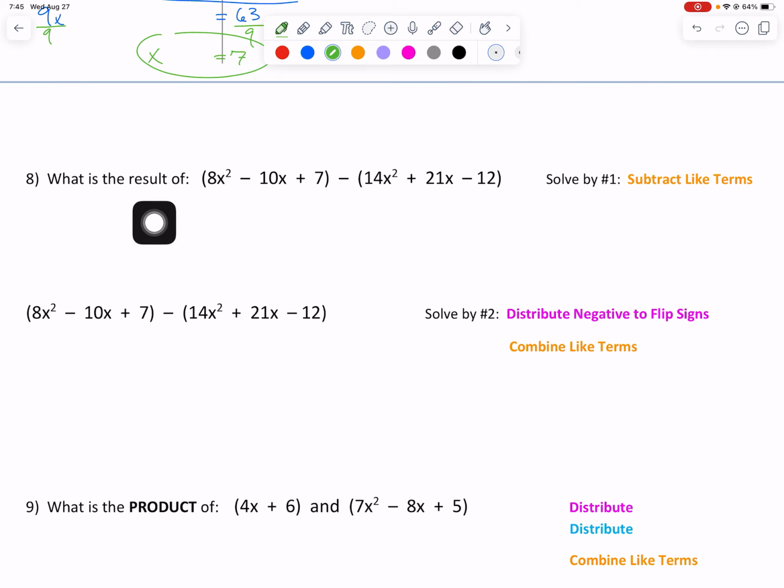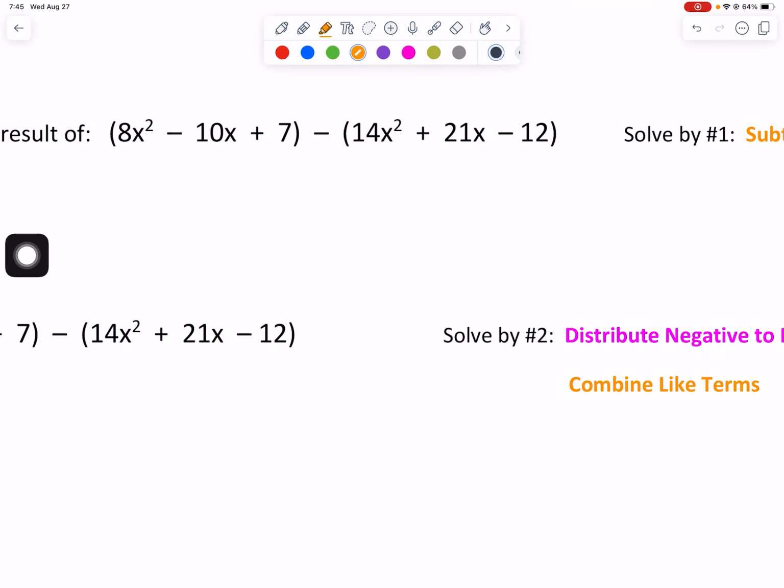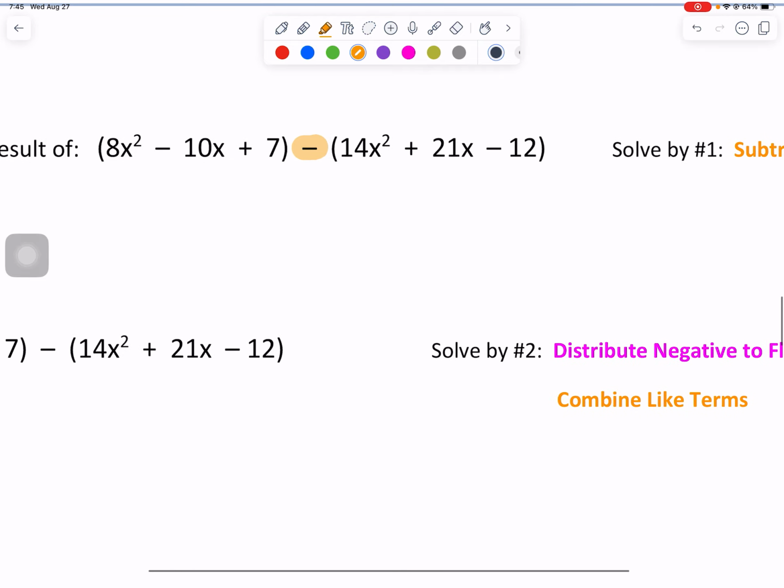What is the result of? Solve by, okay, number 1, we will subtract like terms. So I'm going to give you both variations here. Due to this minus here, we're not going to be adding or combining both terms, like terms. So I just wrote subtract like terms. Correct me if I'm mathematically incorrect with my terminology, please. Thank you. But I will show you the double variation.